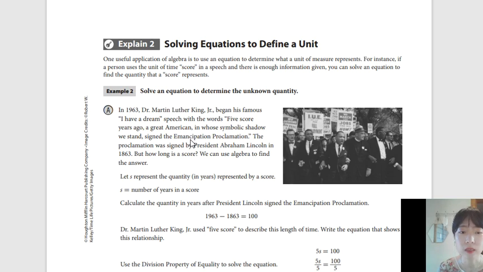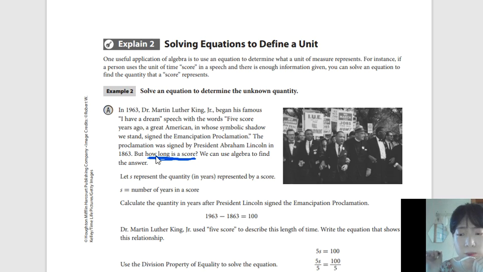In 1963, Dr. Martin Luther King Jr. began his famous I Have a Dream speech with the words "Five score years ago, a great American, in whose symbolic shadow we stand, signed an Emancipation Proclamation." The proclamation was signed by President Abraham Lincoln in 1863. But how long is a score? We can use algebra to find the answer. So we're going to figure out how long a score is.